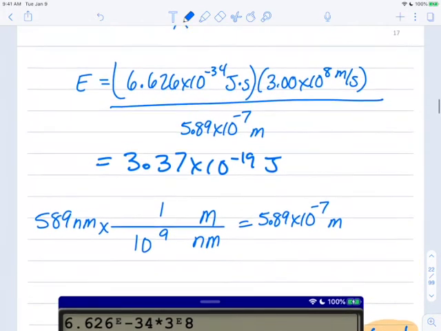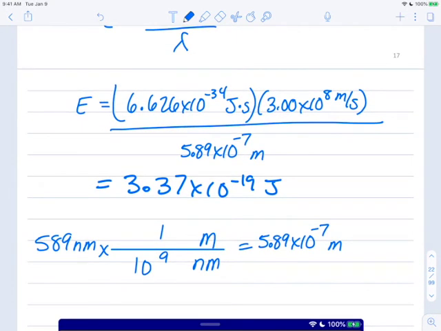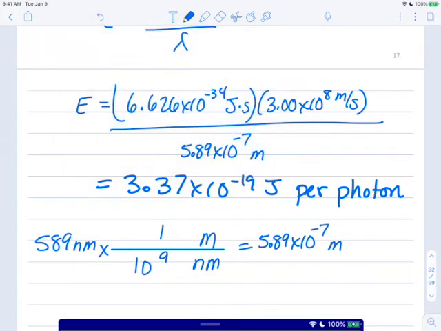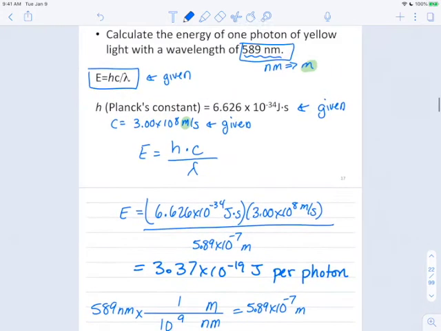All right, so here, just to remind you one more time, this is joules per photon. Oh, I'm sorry. Yes, joules per photon. Sorry. There we go. All right, so any questions on anything that we've done with this problem here?